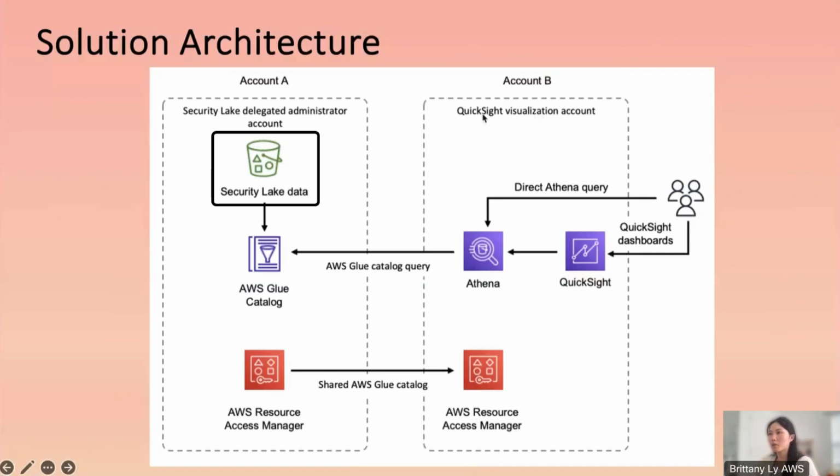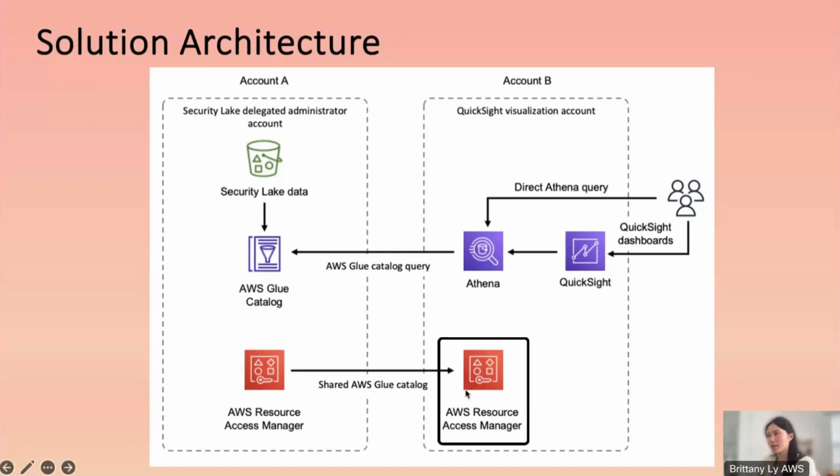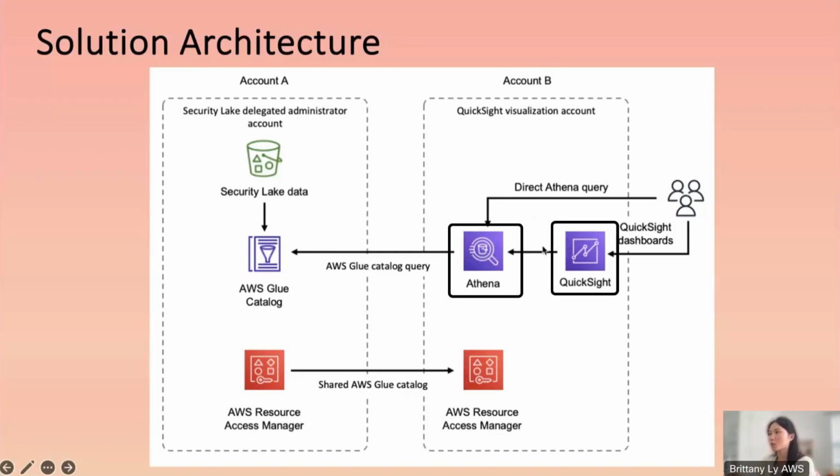So in this diagram, we have Security Lake data being stored and cataloged by Glue in account A, and then this catalog is shared to account B by using the AWS Resource Access Manager. So users in account B are then able to directly query the cataloged Security Lake data using Athena, or they can get visualizations by accessing QuickSight dashboards that use Athena to query that data.